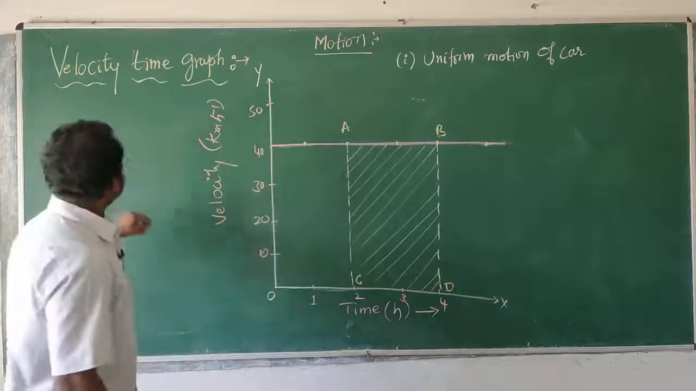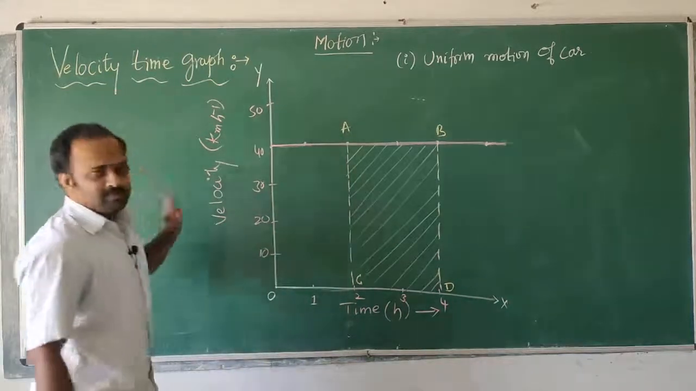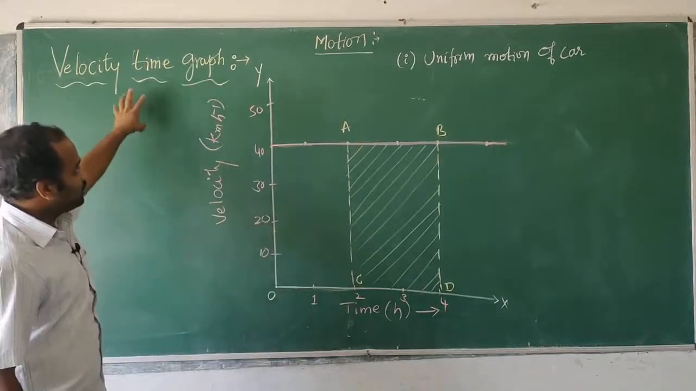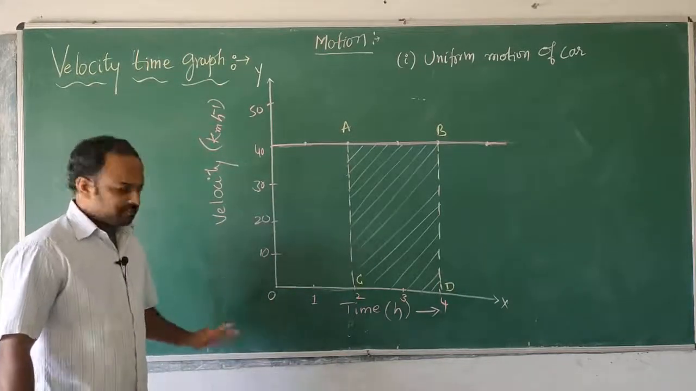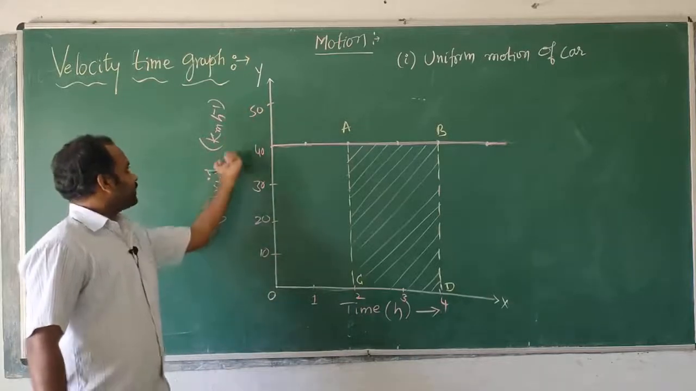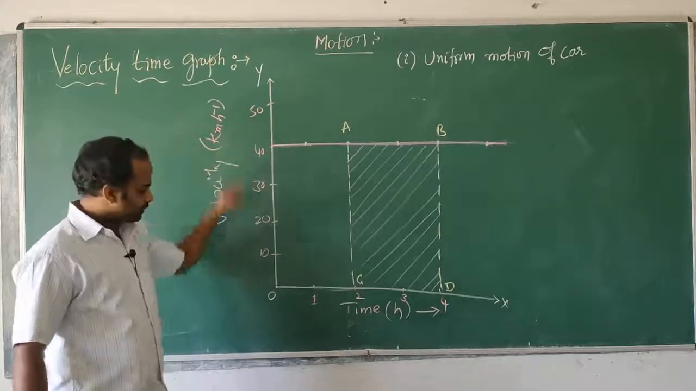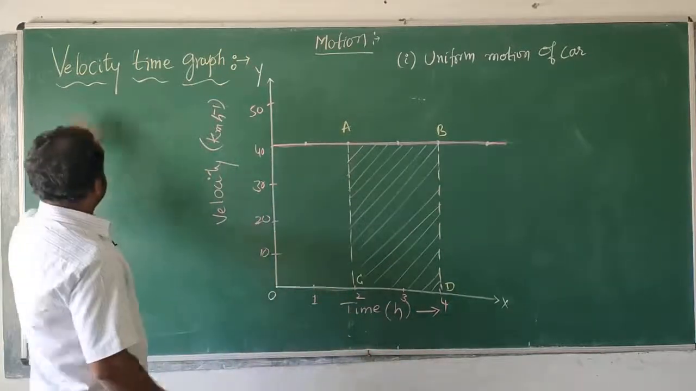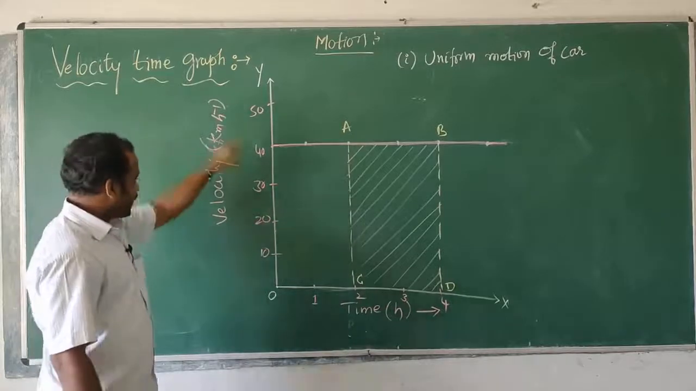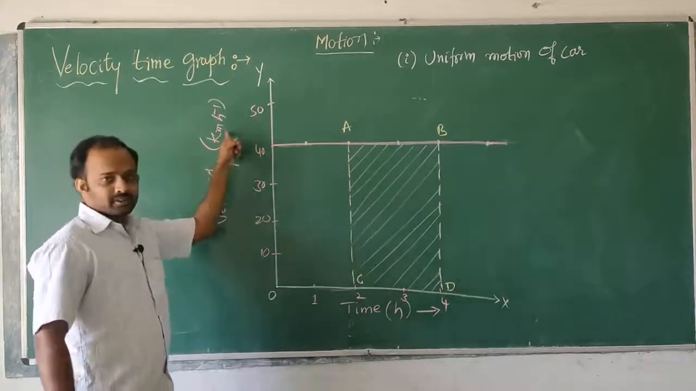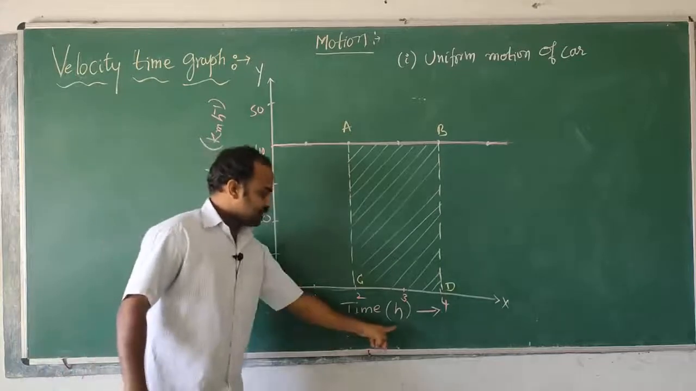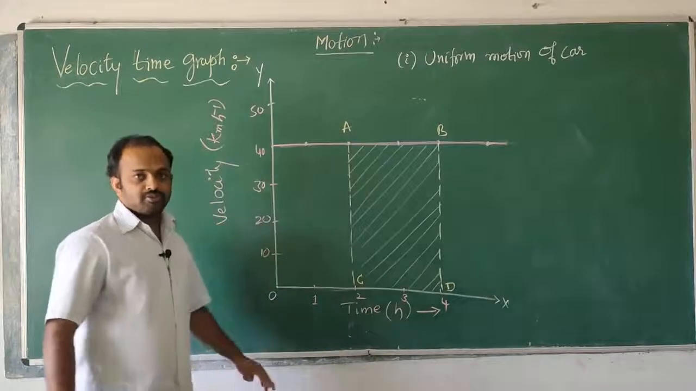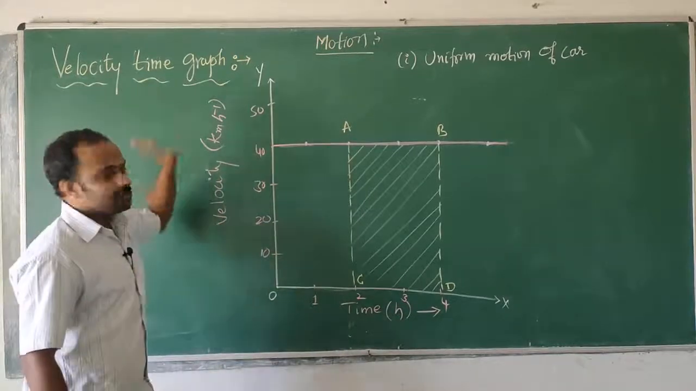Okay students, the next concept is the velocity-time graph. In a velocity-time graph, along the y-axis we take the velocity of the object, and along the x-axis we take the time. This type of representation of motion is called a velocity-time graph.